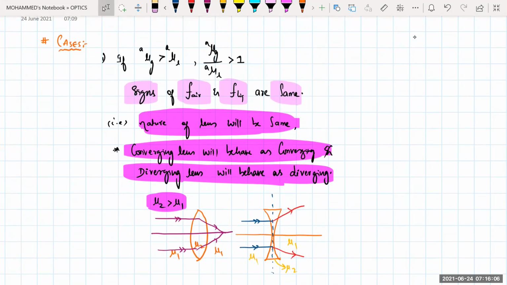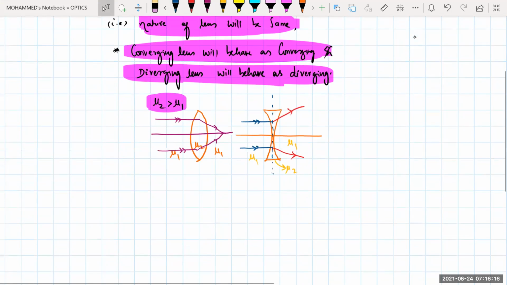If the refractive index of the glass is greater than the refractive index of the liquid or the surrounding, then the converging lens will behave as converging and the diverging lens will behave as diverging. Clear? Yes, sir. Sure. Next one.